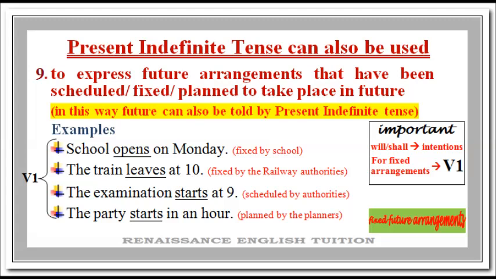In the same way, in the fourth sentence, the party starts in an hour, the present indefinite tense has been used as the party time is fixed and cannot be changed at any single person's discretion. Hence, it can be concluded that for fixed and scheduled events will or shall, that is the future tense, is not used. Instead we use the first form of the verb to talk about such arrangements.